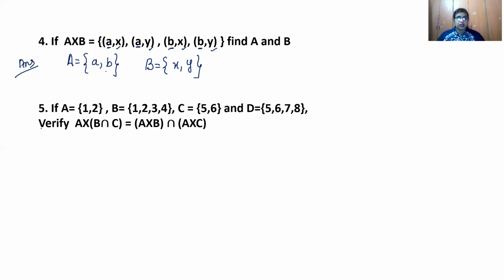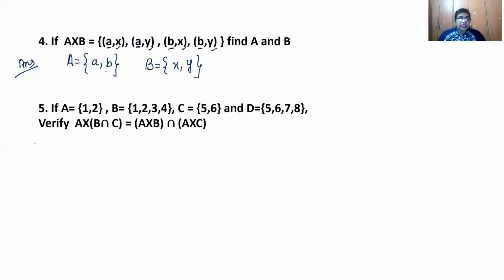Go to the fifth question here. What is the fifth question telling us? They have given us 4 non-empty sets: A = {1, 2}, B = {1, 2, 3, 4}, C = {5, 6} and D = {5, 6, 7, 8}. The question tells me to verify. Verify has 2 sides. Take the left hand side first and keep the answer ready, then move to the right hand side, keep the answer ready, and check if both are equal.